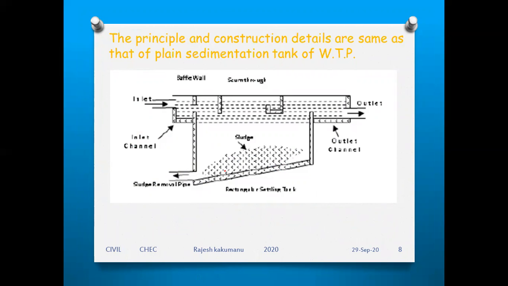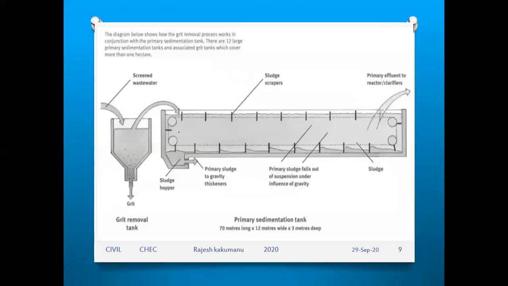It has many names. First, we are calling it a sedimentation tank, or primary sedimentation tank, or primary clarifier, or settling tank.